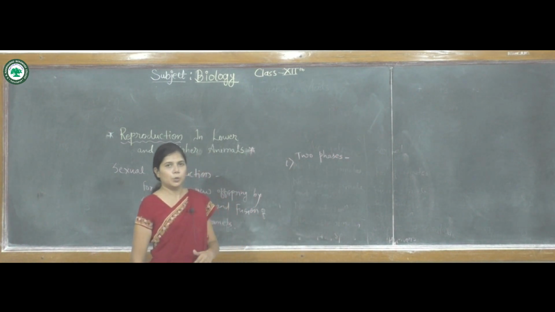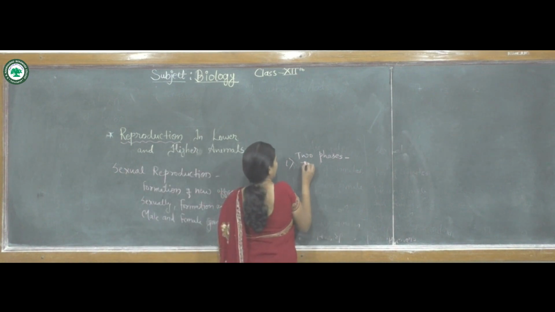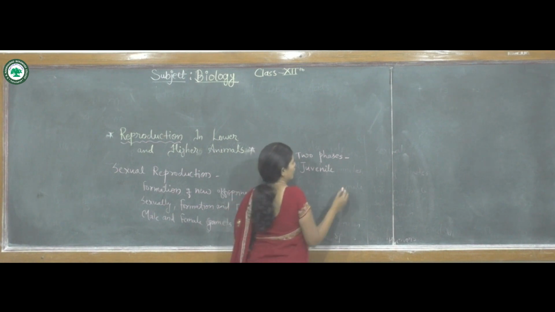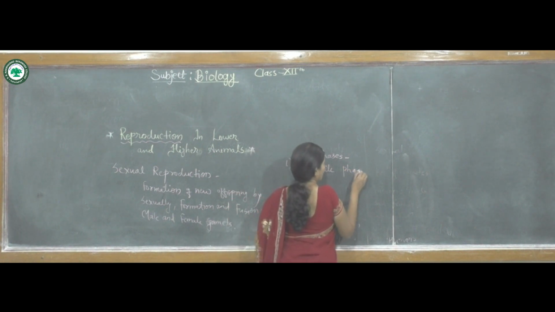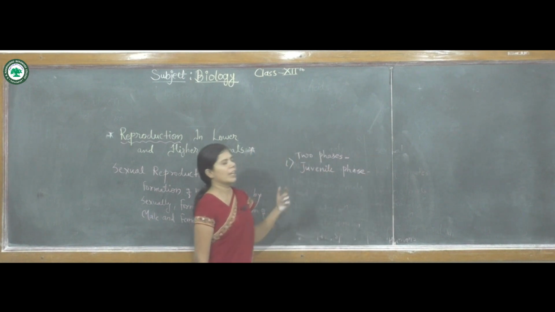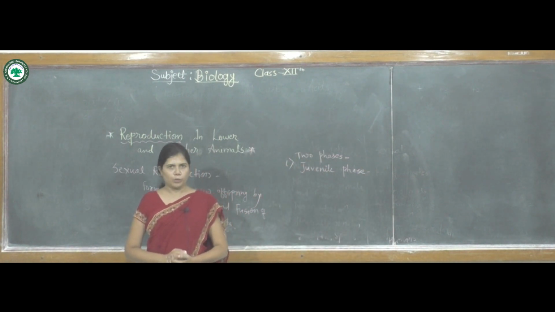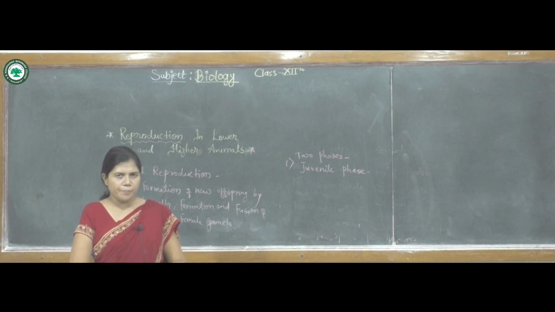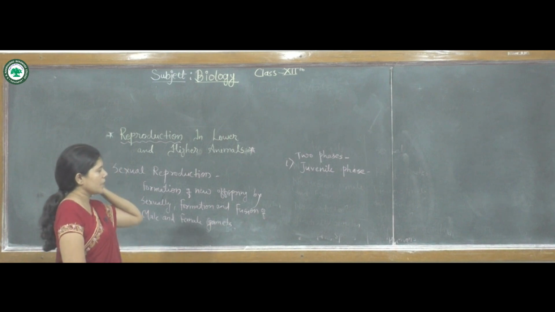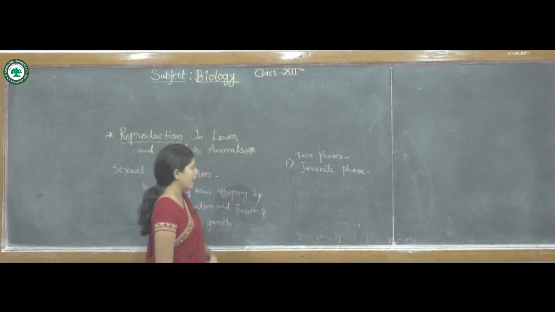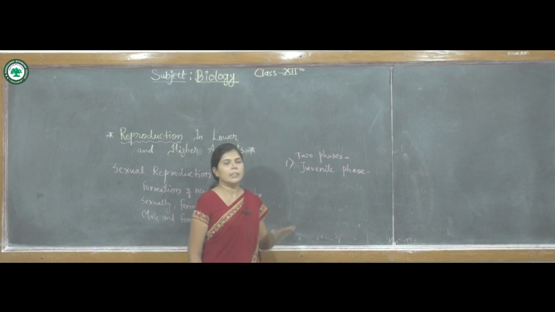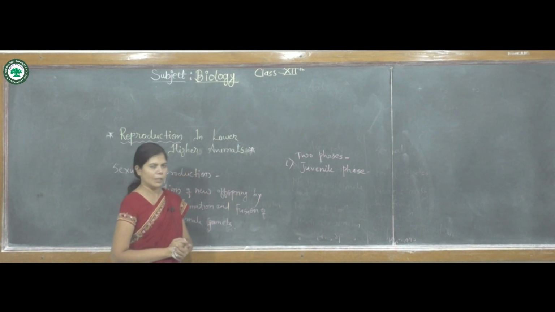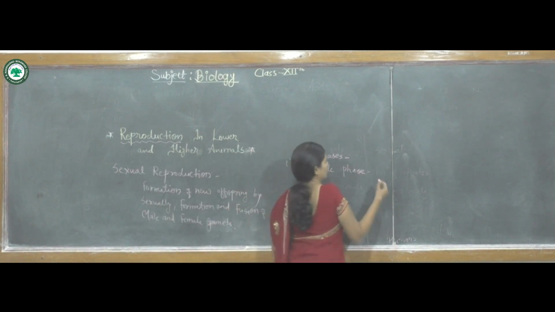It involves two phases. First one is the juvenile phase. Juvenile phase is known as growth phase, and it starts from the birth of the organism till the puberty. In the juvenile phase, the animals cannot reproduce sexually. It is the growth phase.